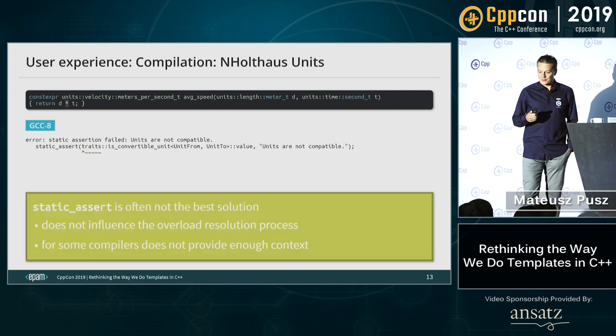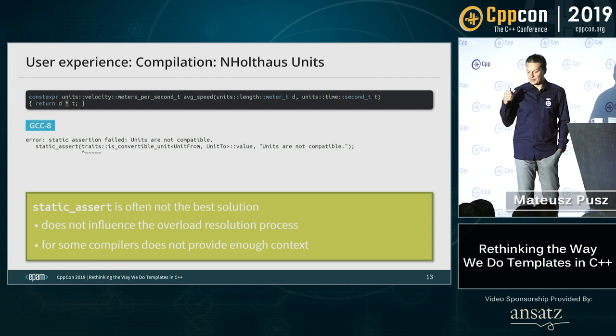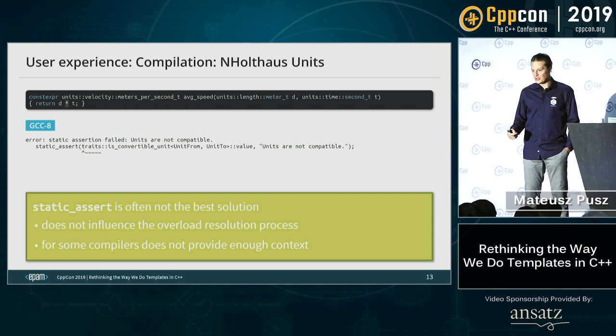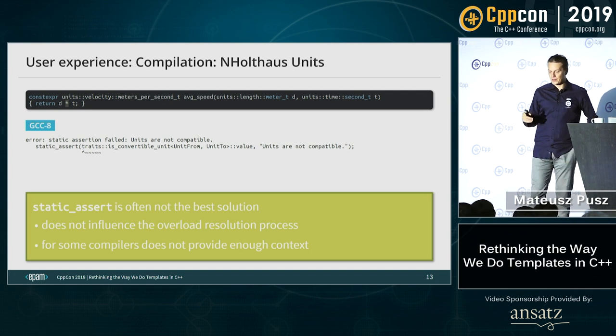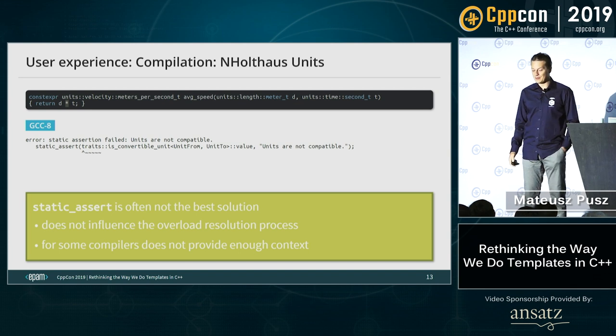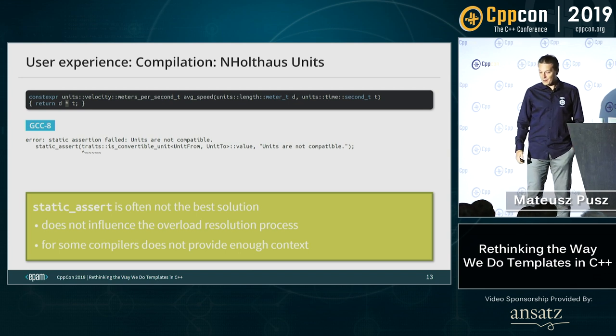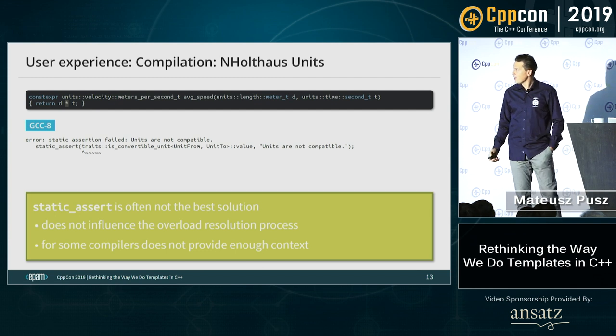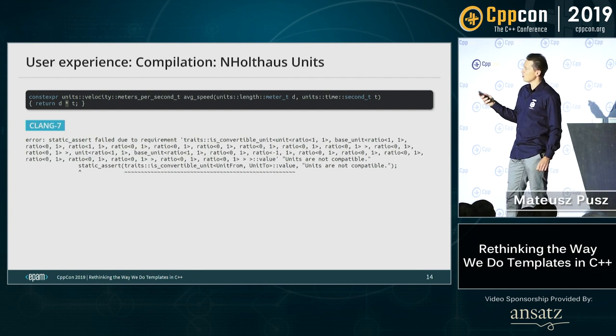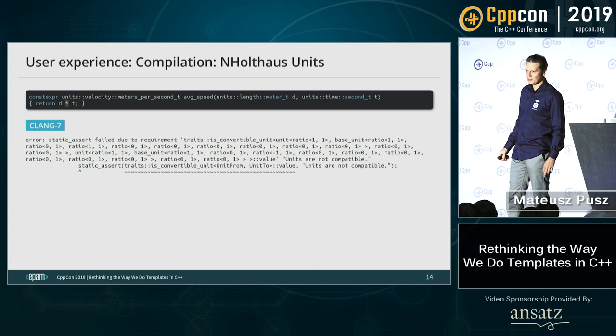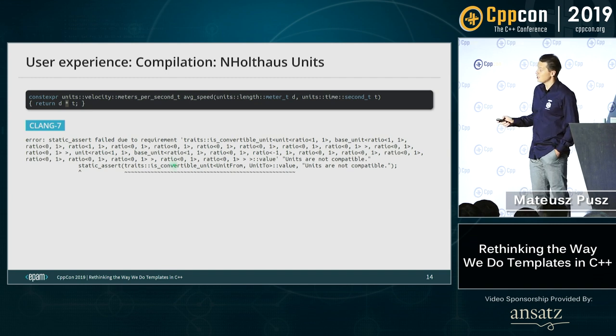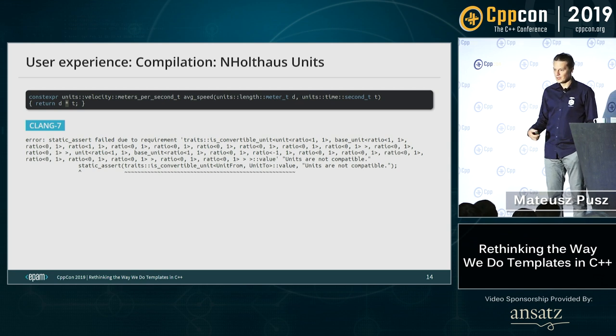So static asserts are often not the best solution. They do not, for example, influence the overload resolution process. They are not part of the interface of the function, so it's not that easy to understand what the compile time contracts for the template function are. And some compilers do not provide enough context. Clang here is better, because with Clang you have the information about the type trait that was used in this static assert, so you have the context right now. But still, do you know what's wrong here with all those ratios being expanded? This is still not the best user experience, I would say.